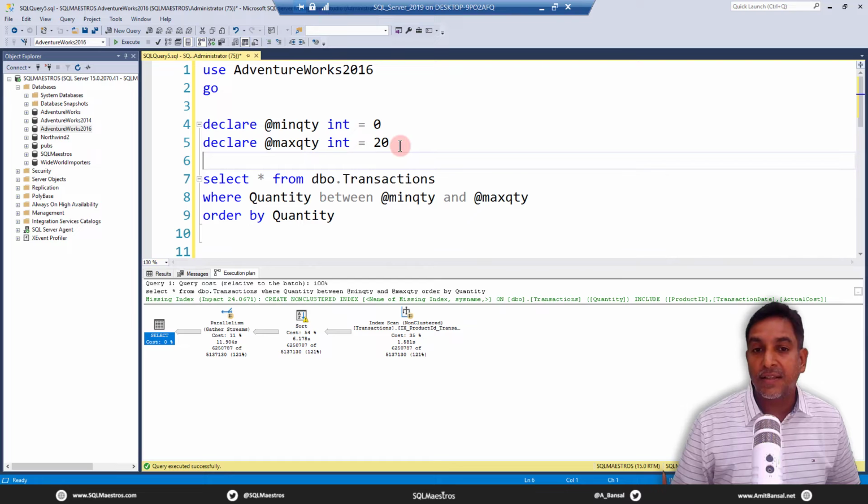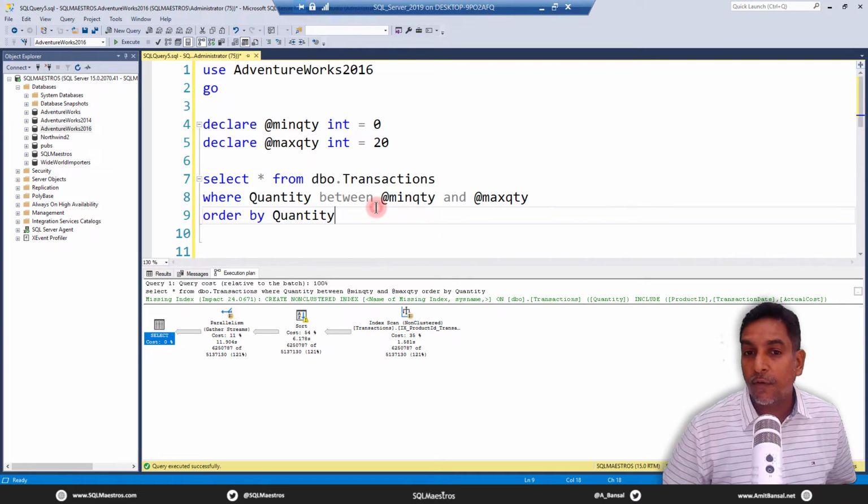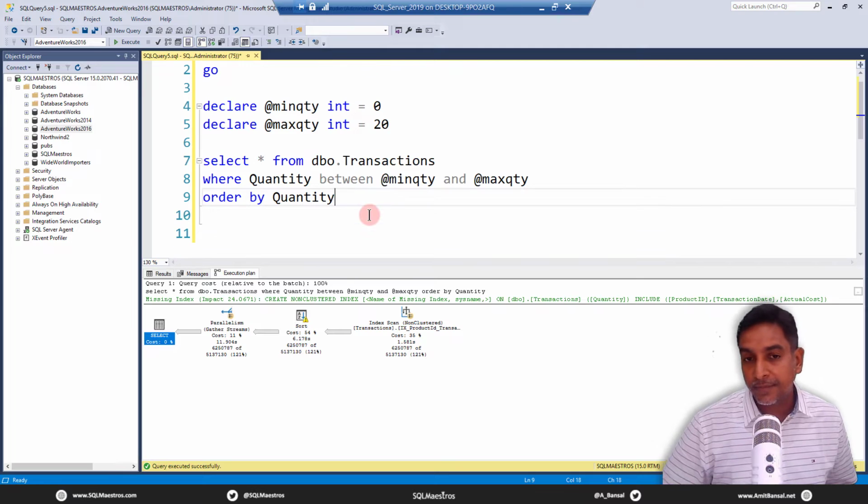Now a couple of things. You may want to get rid of the spilling. That's your goal number 1. Goal number 2 could be you may want to get rid of sort altogether, right? So these are the 2 different goals that we might want to work with.